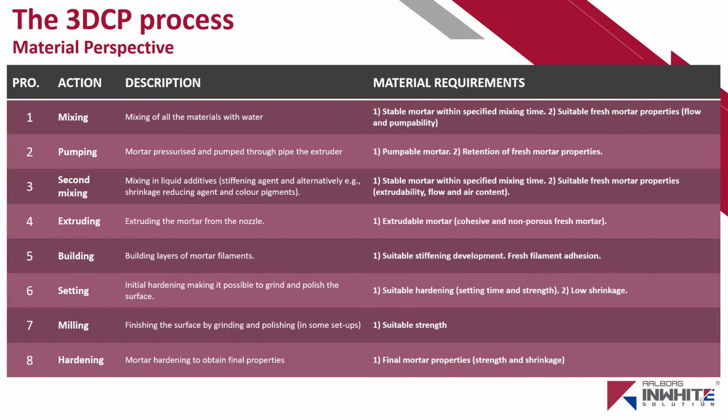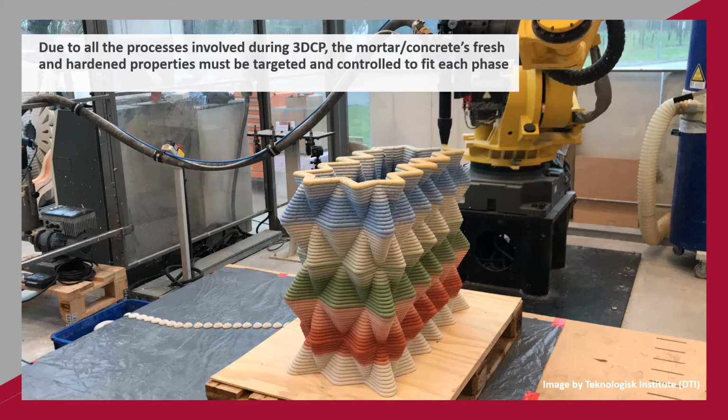The final 3 stages, setting, hardening, and curing, also require a controlled set and hydration reaction. It is important to consider shrinkage of the mix to avoid cracks. Due to all the processes involved during 3D CP, I would strongly recommend targeting the fresh and hardened properties of the material on each phase, and also the final mechanical properties, so the production process is more traceable and the quality of the product can be guaranteed.